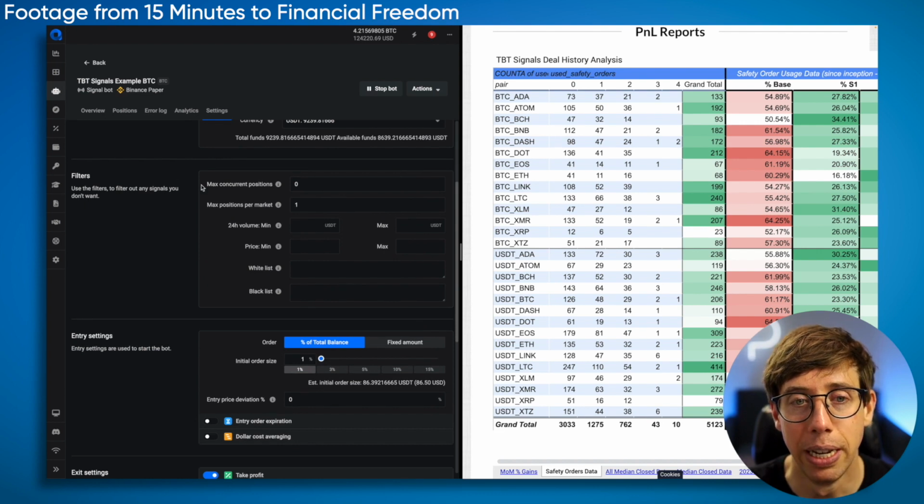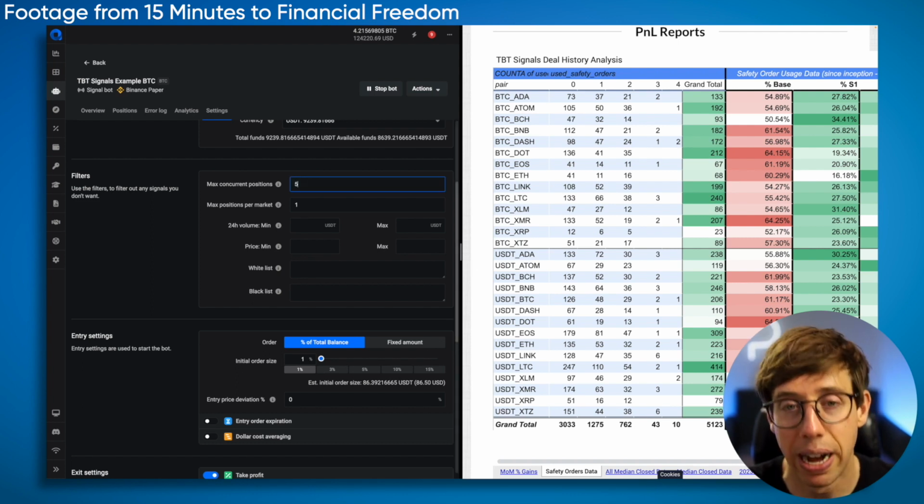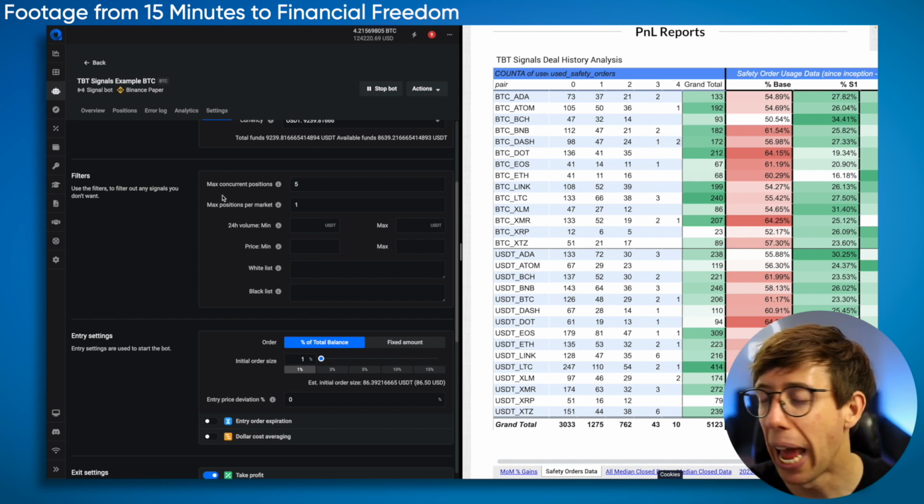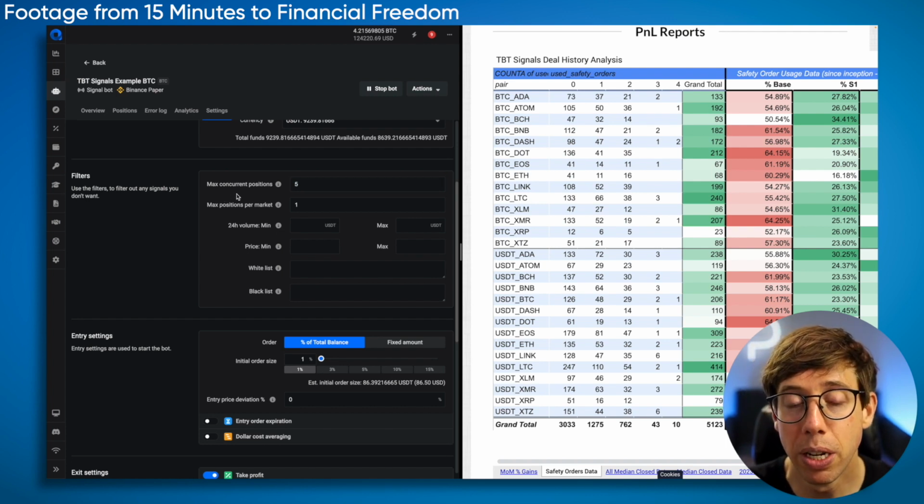Next, filters. So max concurrent positions. How many max active deals do you want to use? So we want to set it to 5, just for the sake of an example. You don't have to set it to 5, but that's what it's going to be.